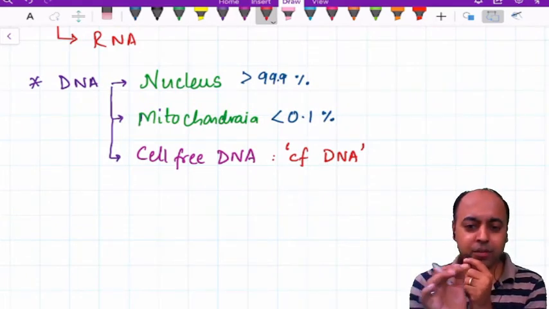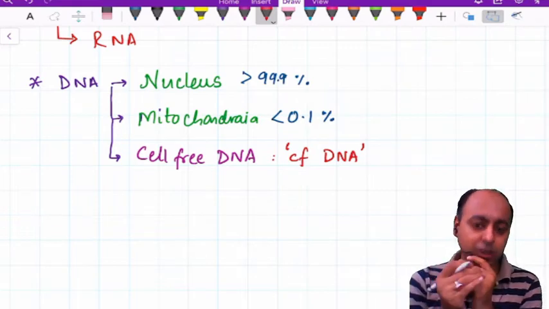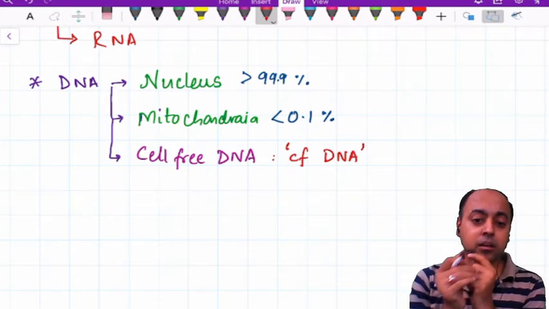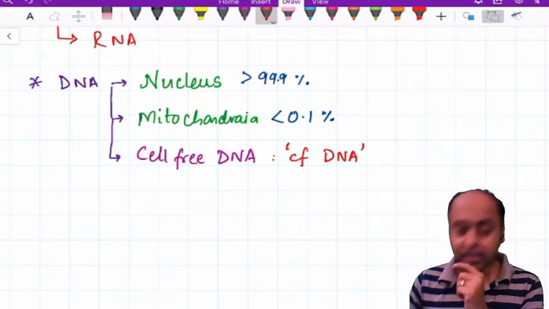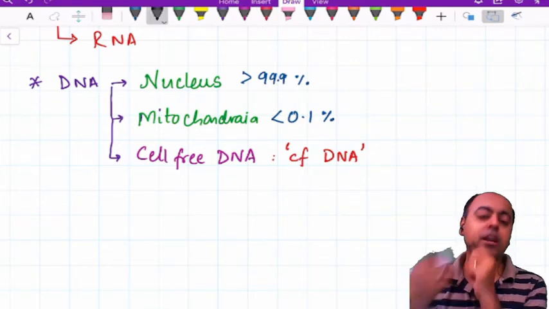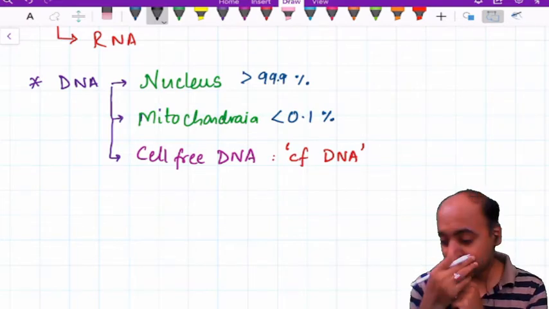So what I'll do, very briefly, I'll mention the cell-free DNA and then we'll go back to the nuclear and the mitochondrial DNA. They are the main topics of discussion. Okay, let's quickly talk about the cell-free DNA and then nuclear. If you try to visualize, this should be easy to understand what I mean by cell-free DNA.